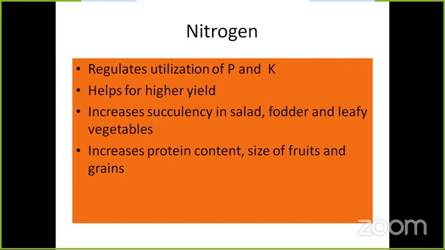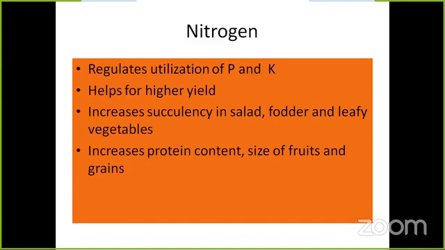This nitrogen regulates utilization of the next two important nutrients, that is phosphorus and potash. Phosphorus is represented by the alphabet P, and potash is represented by the alphabet K, because K is kalium. So that K comes from that word. So P and K, NPK.